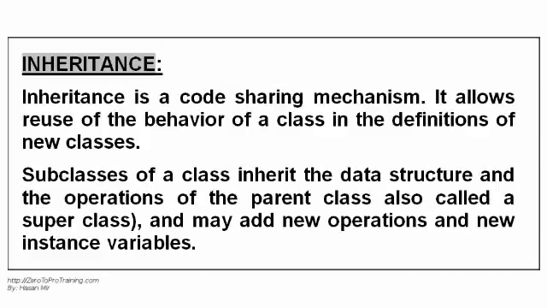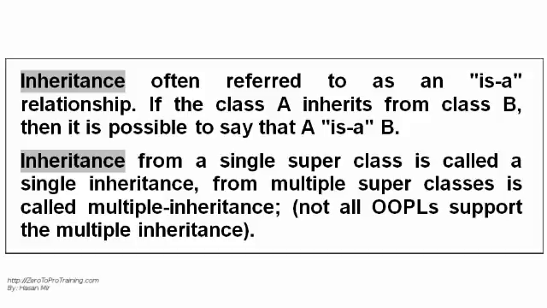Next, inheritance is a code-sharing mechanism. It allows reuse of the behavior of a class in the definitions of new classes. Subclasses of a class inherit the data structure and the operations of the parent class, also called a superclass, and may add new operations and new instance variables. Next, inheritance is often referred to as an is-A relationship. If class A inherits from class B, then it is possible to say that A is a B. Inheritance from a single superclass is called single inheritance, from multiple superclasses is called multiple inheritance. Not all OOPLs support multiple inheritance.